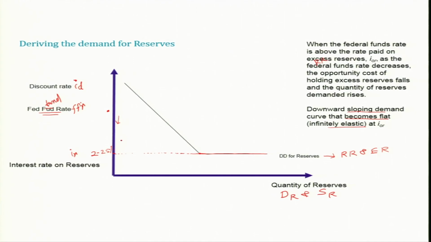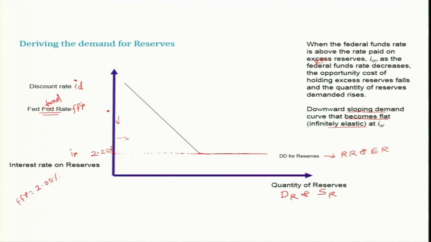So the quantity demanded keeps on rising, but it won't go below 2.25%. Suppose we assume that the Fed fund rate became, due to some forces, 2%. So if the Fed fund rate is 2% but the Federal Reserve System is giving 2.25% as the interest rate on reserve, be it excess reserve or required reserve.